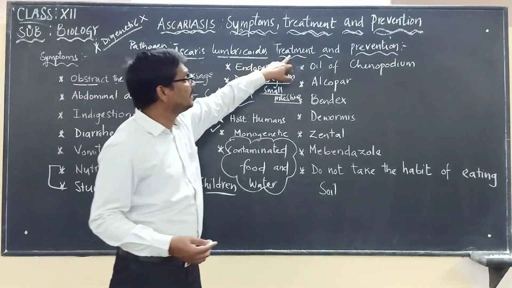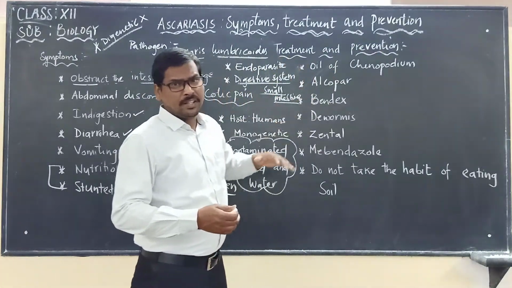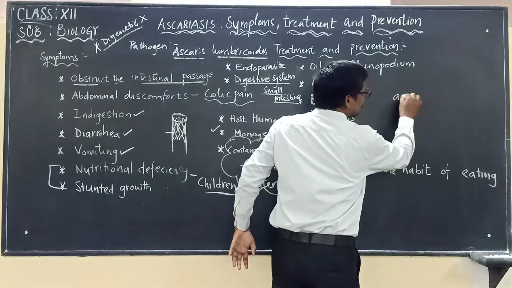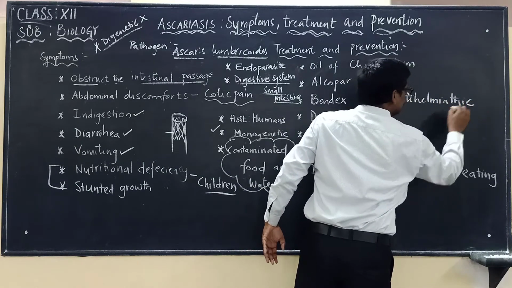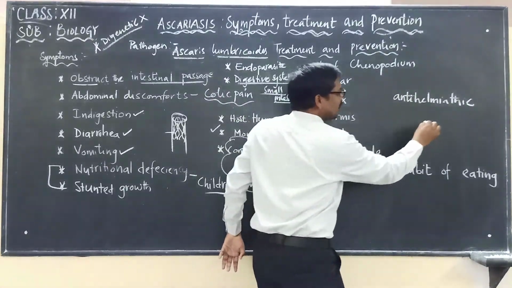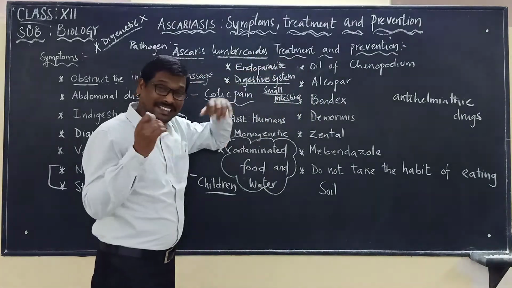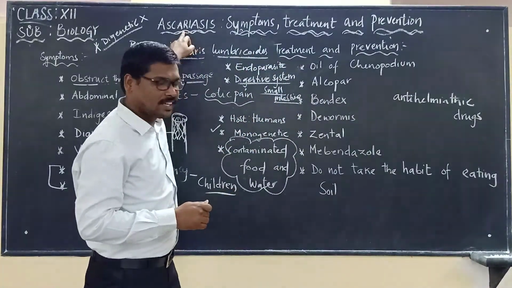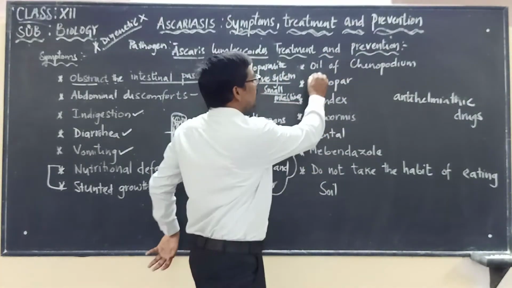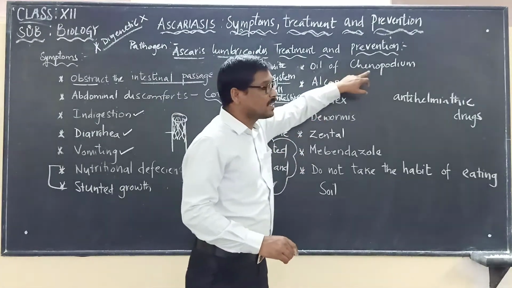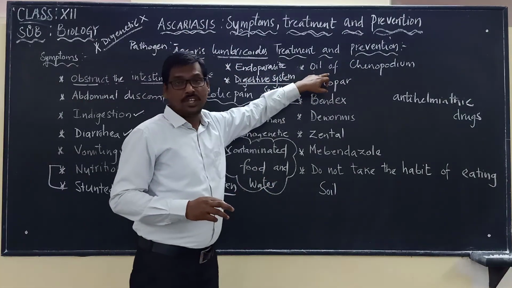Now, for the treatment and prevention, there are anti-helminthic drugs, which are used against the worms. Some of the anti-helminthic drugs that can be used to treat this disease called Ascariasis, the best one being oil of chenopodium. Oil of chenopodium is used as a drug to treat Ascariasis.